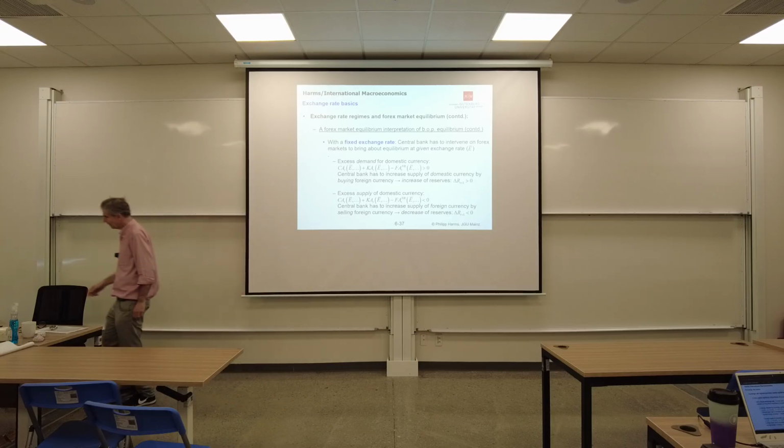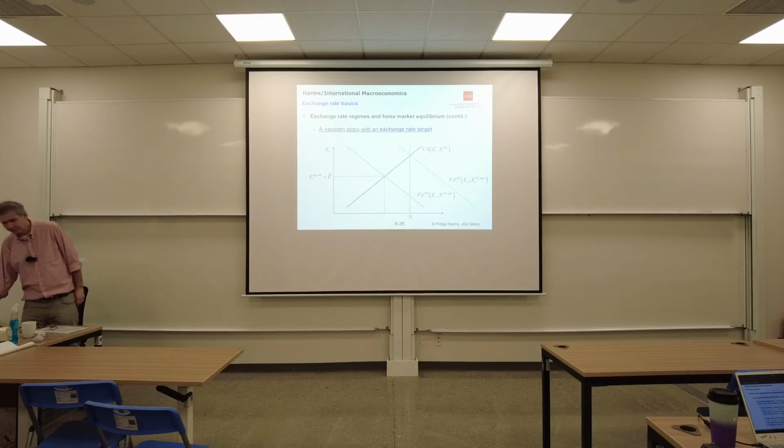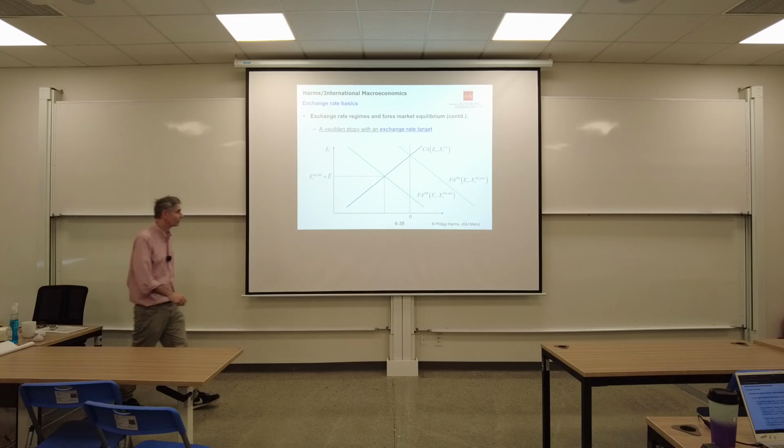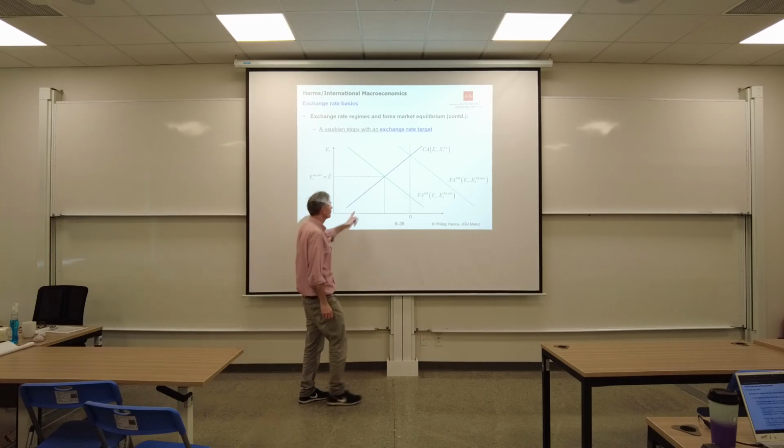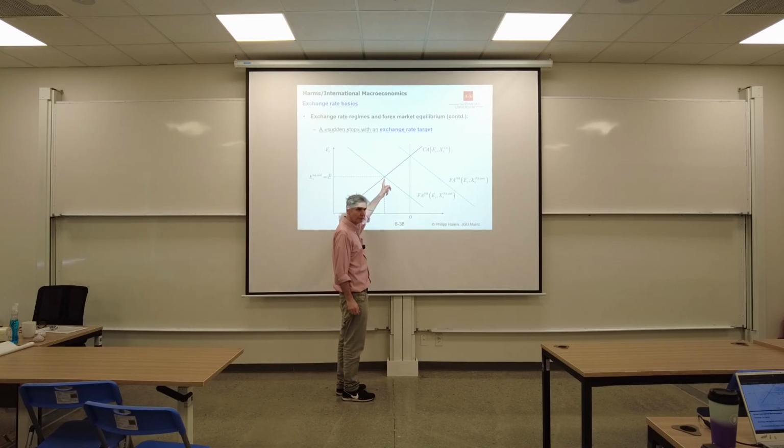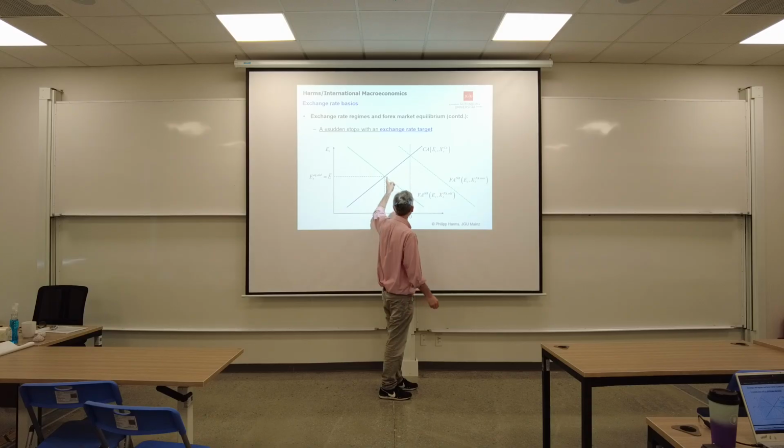So, let me put this into a picture. Suppose you have a sudden stop with an exchange rate target. So you're running a current account deficit happily, right? And the current account deficit was financed by foreigners buying your assets, lending you. Now the mood of foreign investors changes, and they don't want to buy these assets anymore.